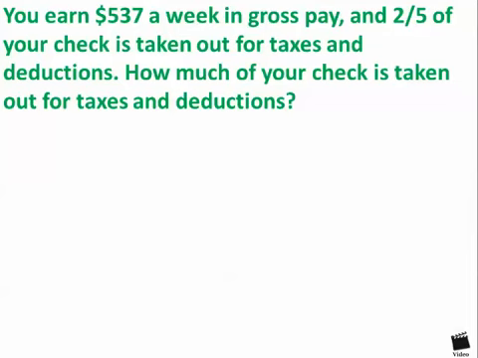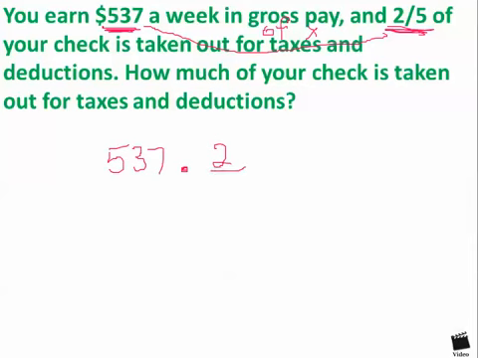All right, my words are not so great. You earn $537 a week in gross pay, and 2/5 of your check is going to be taken out for taxes and deductions. How much of your check is taken out for taxes and deductions? Well, they just said that it's going to be 2/5 of this. So remember that the word of in mathematics is to multiply. So what I need is 537 times 2/5. I always do this like this, put 1 on bottom. I look first to see, can I divide that 5 into anything and make it smaller? It turns out I can't.